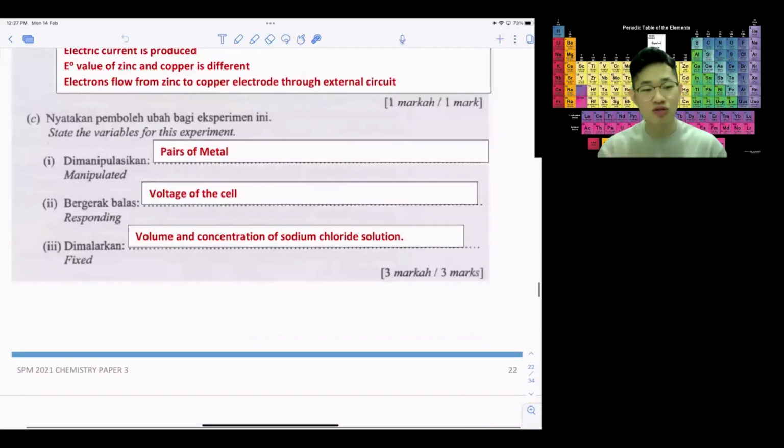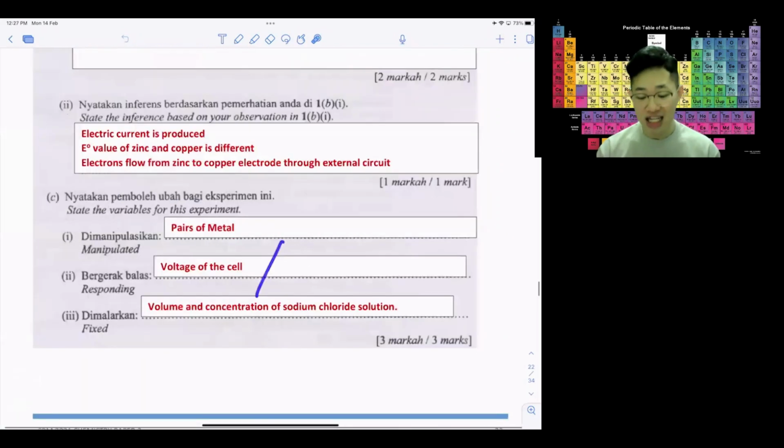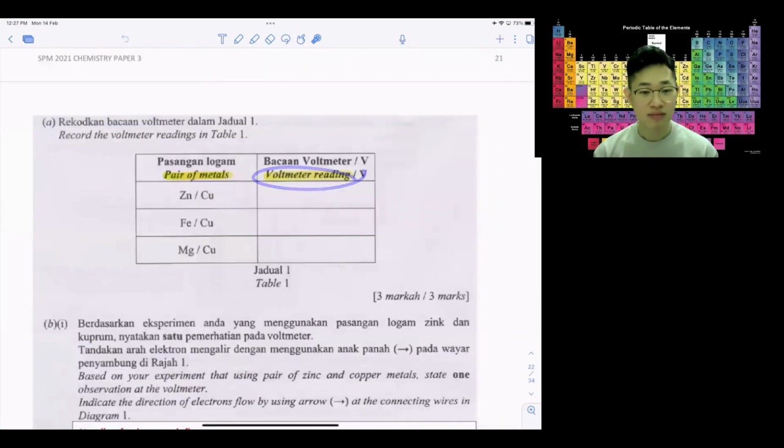And variables, as I told you in the questions, we have pairs of metal. The voltage of the cell, or you can write it as voltmeter reading. Voltmeter reading also can.